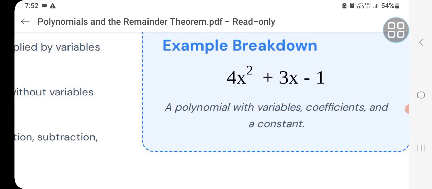Anything power 0 is 1. So for that purpose, 4x square plus 3x minus 1. Already I told you how to calculate the terms. Just see, here I have three terms. How I say this depends upon the operations, especially addition and subtraction. Addition and subtraction help us to identify how many terms there are. So with the help of addition and subtraction, I say there are three terms. 4x square is the first term. The plus symbol is there, so the next term is 3x. The minus sign is there, so the next term is 1.